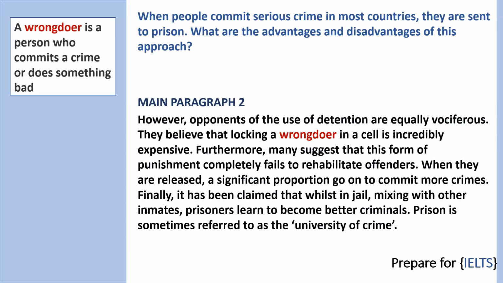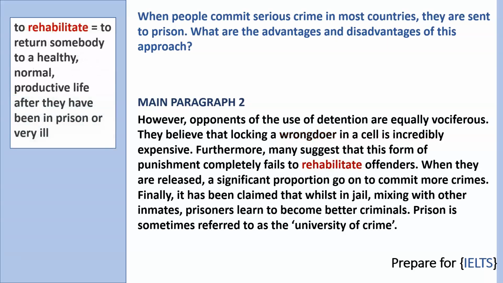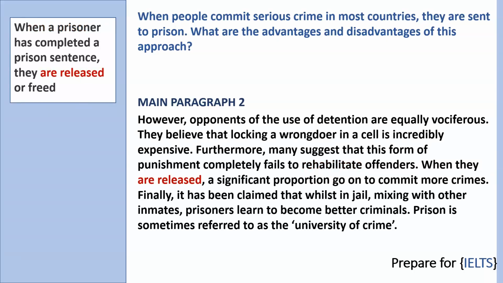A wrongdoer is a person who commits a crime or does something bad. So an excellent alternative to offender or criminal. And to rehabilitate means to return somebody to a healthy, normal, productive life after they have been in prison or very ill. So rehabilitation should be one of the aims of prison. It often isn't. When a prisoner has completed a prison sentence, they are released or freed.